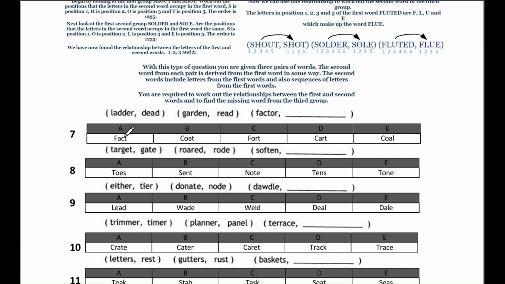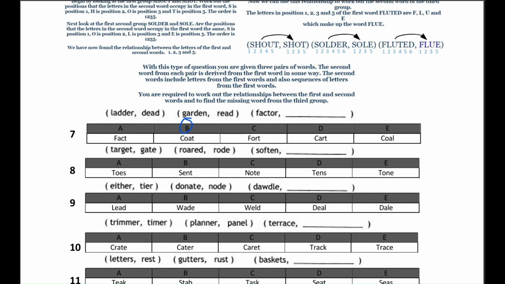It appears that you take the last 2 letters of each word and move it to the front of the word, which creates a new word, so we need to apply that to the word factor. Our options are A, fact, B, coat, C, fort, D, cart, or E, coal. The answer here is B, coat. Following the rule of swapping the last 2 letters to the start, factor transforms into coat.